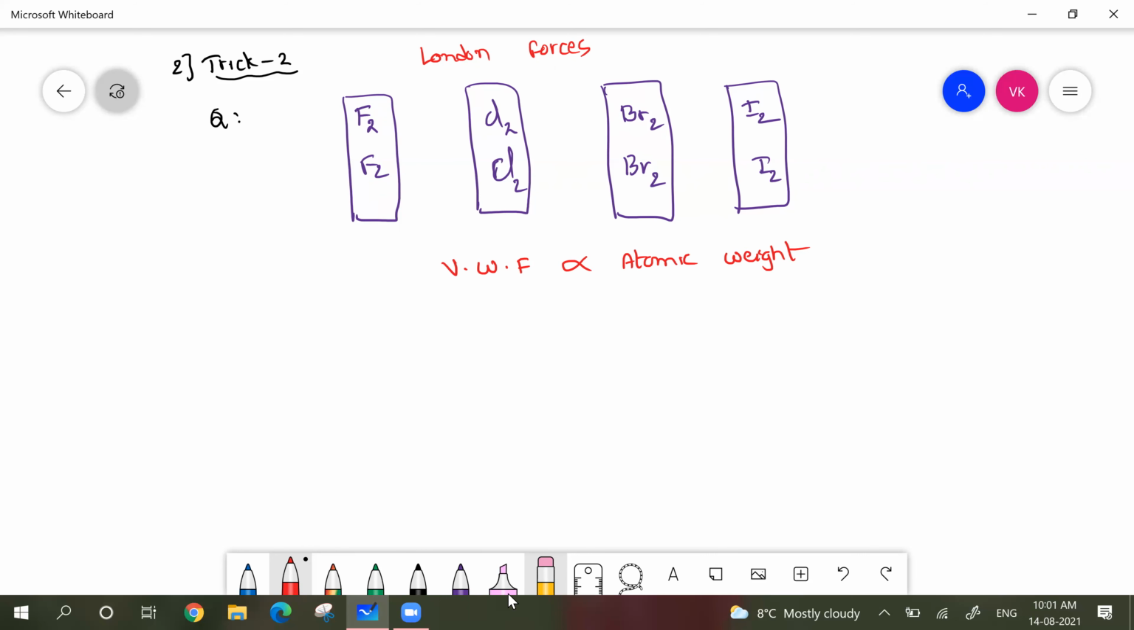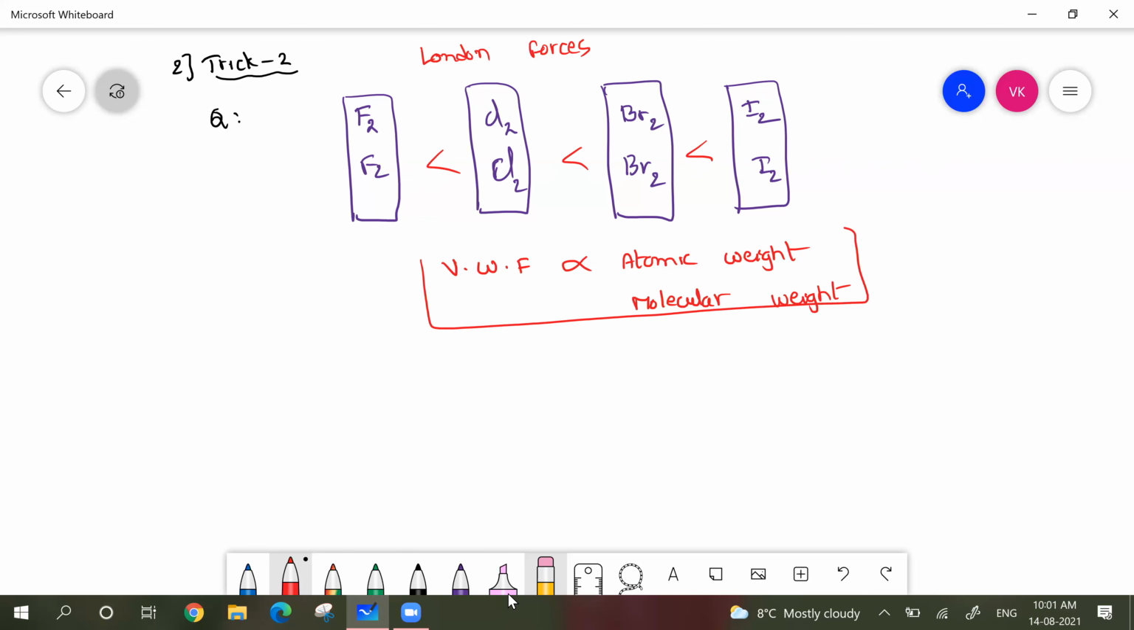So choose this one, atomic weight or molecular weight. Based on atomic weight, molecular weight, you can easily discuss. Who is having more molecular weight, they will be having more van der Waals forces. Who is having more atomic weight in this case? Iodine. So iodine is having more, followed by bromine, followed by chlorine, followed by fluorine. So fluorine is having least van der Waals forces, whereas iodine is having some more van der Waals forces.